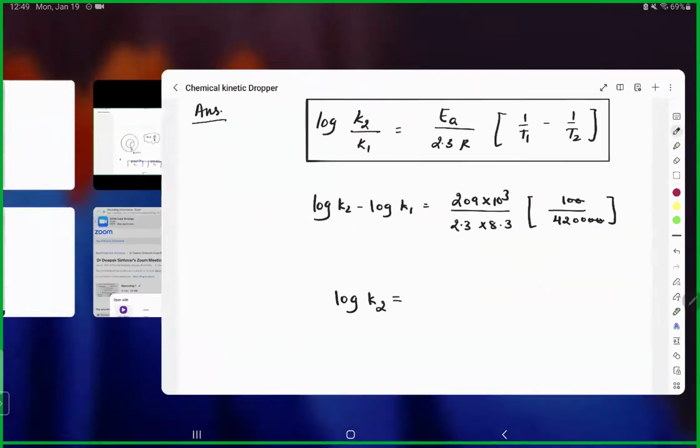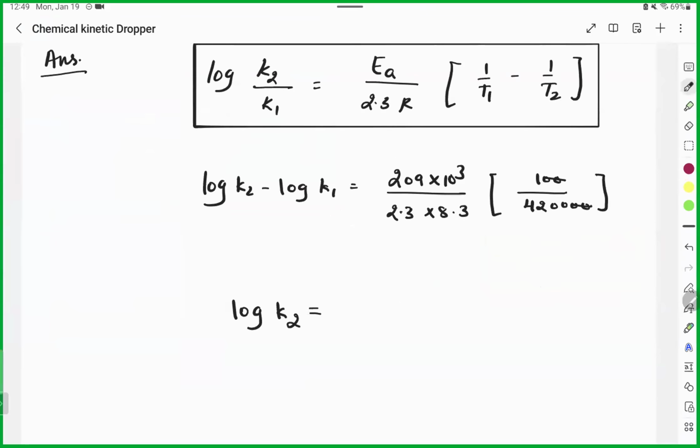What was your K2 value, Pratigya? Anyone? Chandana, what was your K2 value? Sir, I got 2.59 into 10 power 3 into 1.6 into 10 power minus 4. What I can see in the NCERT answer, it is given 2.197. Sir, even I'm getting around 2.59.